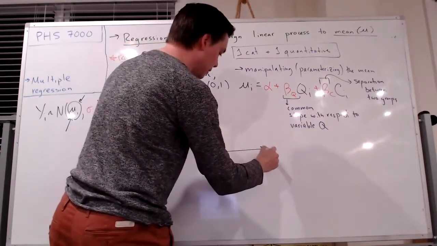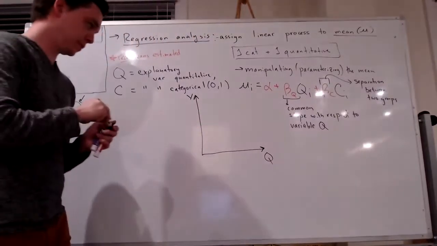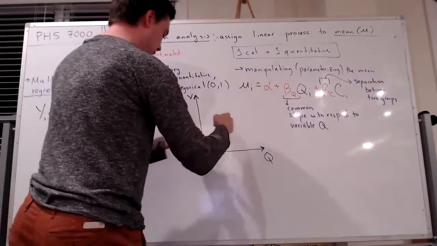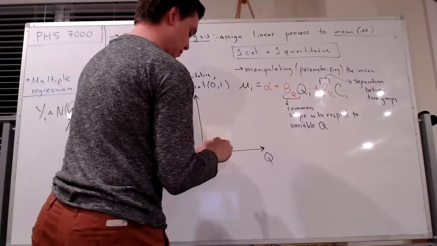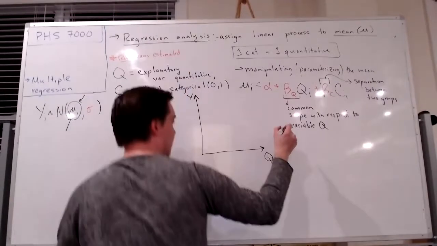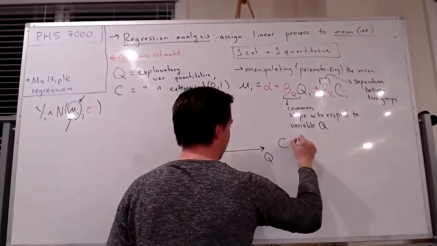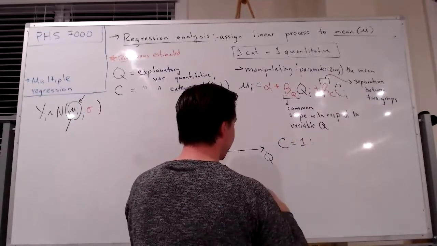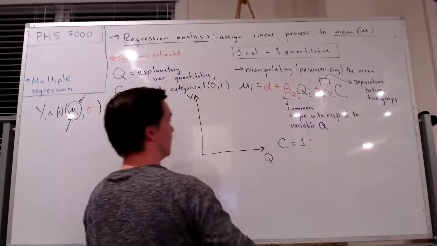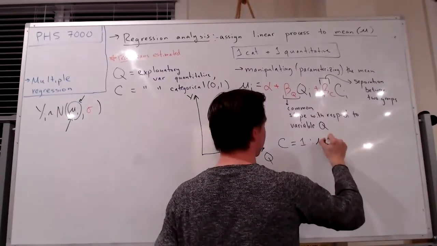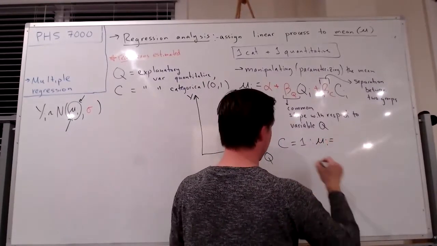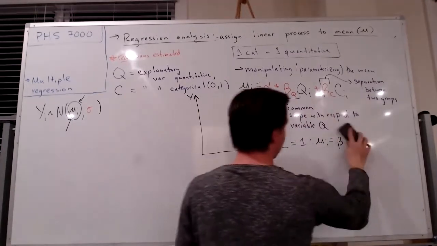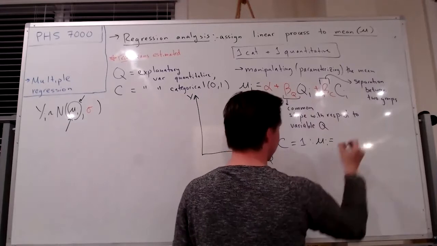Here's my y, here's my q. When my categorical variable is equal to 1, that mean, and my regression line therefore, and I'm just going to break my color coding just for a sec.